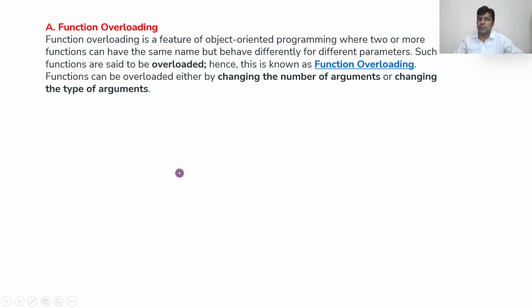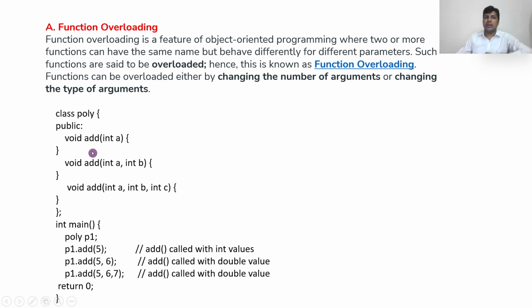So let me show you an example so you can understand easily. See, here I am using the same function name add three times. When I call p1 dot add, which one will work? Which function will work now? This is called function overloading, where when you call p1 dot add, it will check the number of parameters or types of parameters.